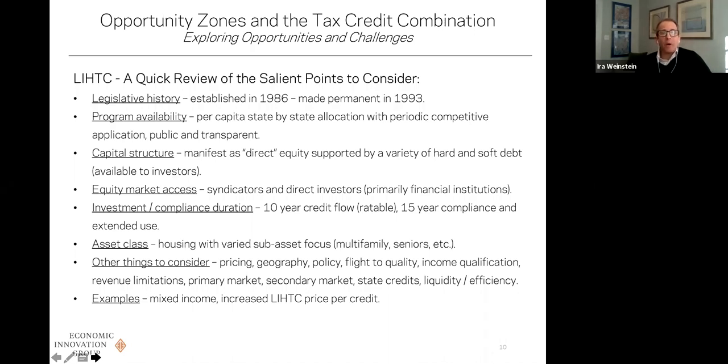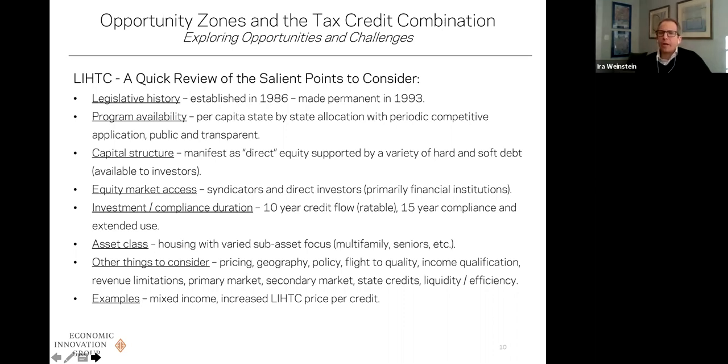The market is facilitated by both syndicators and direct investors. I think the syndicator piece is particularly interesting because many of those syndicators have been doing business in this space for a very long time. And many of them, I think all of them, have explored opportunity zones. Many of them have launched their own efforts in the space and are finding ways to either create a separate asset class or find ways to more effectively combine the two. Similarly, direct investors, primarily financial institutions to date, are in a position to also find opportunities to do opportunity zone investing, LIHTC investing, or some combination.